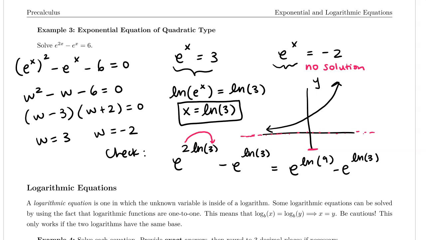And remember, the natural exponential function and the natural log are inverses of each other, and so they will kind of undo each other, if you will. So this is going to end up leaving us with 9 minus 3, which is equal to 6. That's what we wanted because we have 6 here and 6 here. So the solution that we found is valid and it checks out.